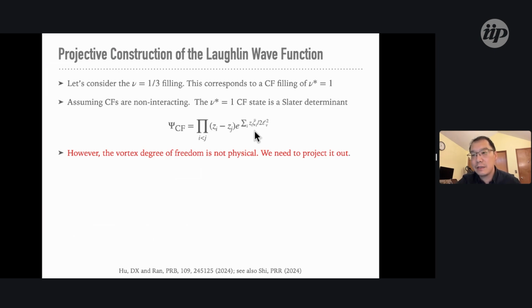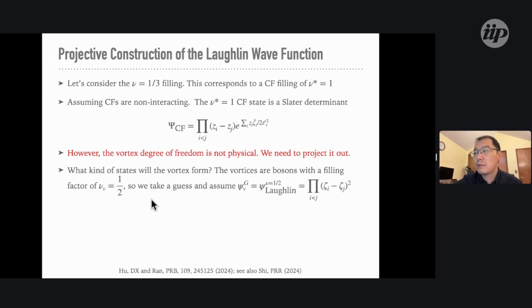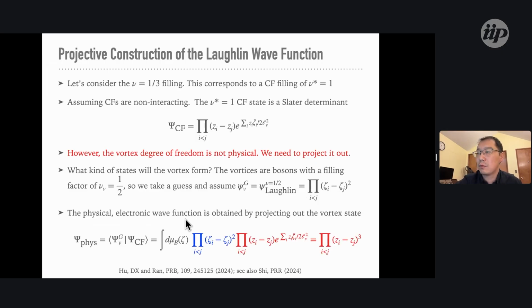But at half filling, the most natural guess would be the bosonic Laughlin state, which in this case is written just as (ζ_i − ζ_j)². In the end, we just do the projection. The physical wave function is obtained by beginning with the Slater determinant of this composite fermion, then projecting out the vortex part.